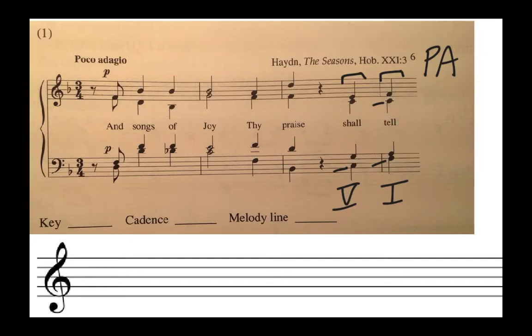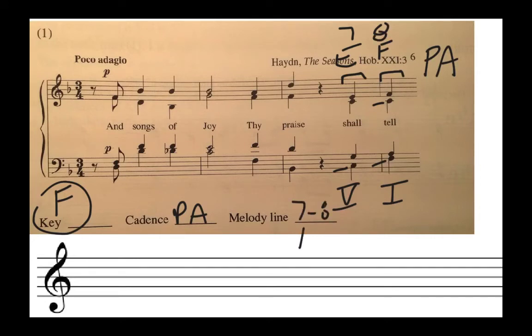In terms of scale degrees, since we're in the key of F, and the cadence is a perfect authentic, the melody line that goes from E to F actually goes from the 7th scale degree to the 8th scale degree. So we would say the melody line is 7 to 8. You could also say it's Ti to Do if you're using solfege syllables. All right, let's look at another one.